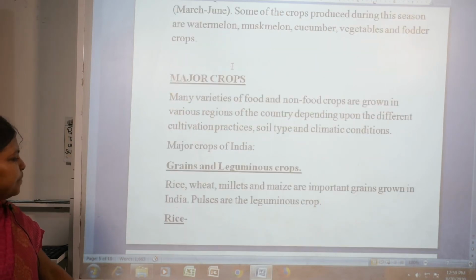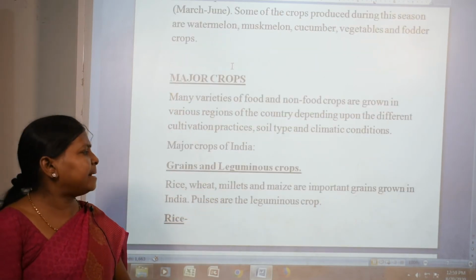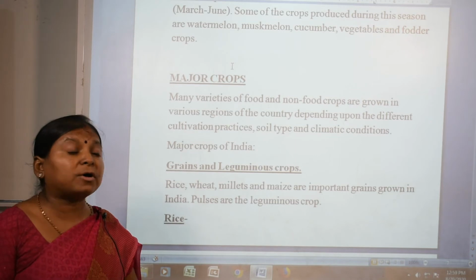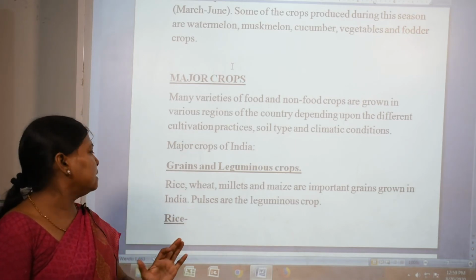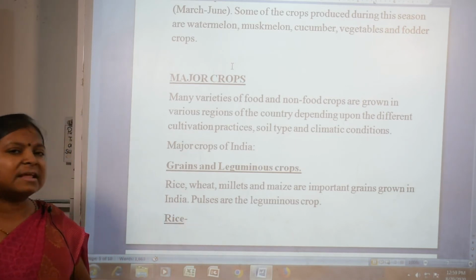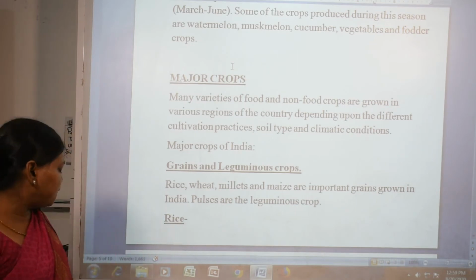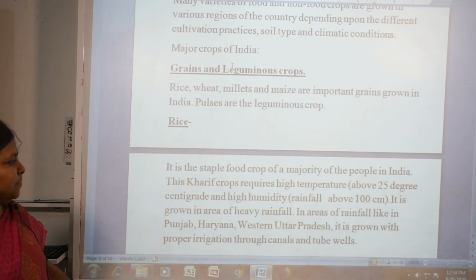Rice, wheat, millets and maize. These are the important grains that are grown in India, and pulses are called the leguminous crops. First we will take the rice.